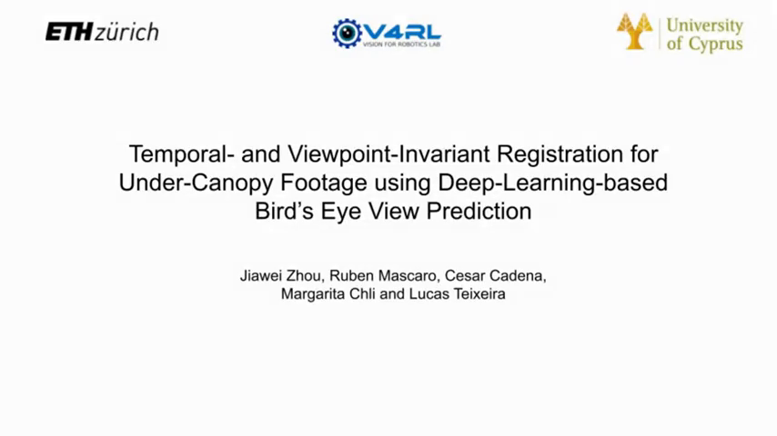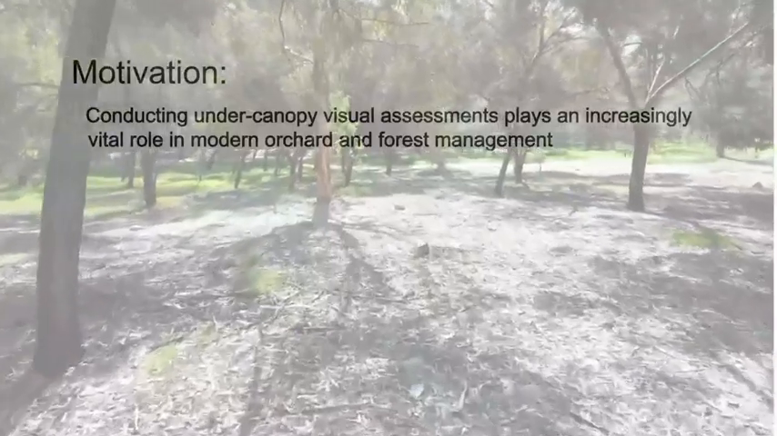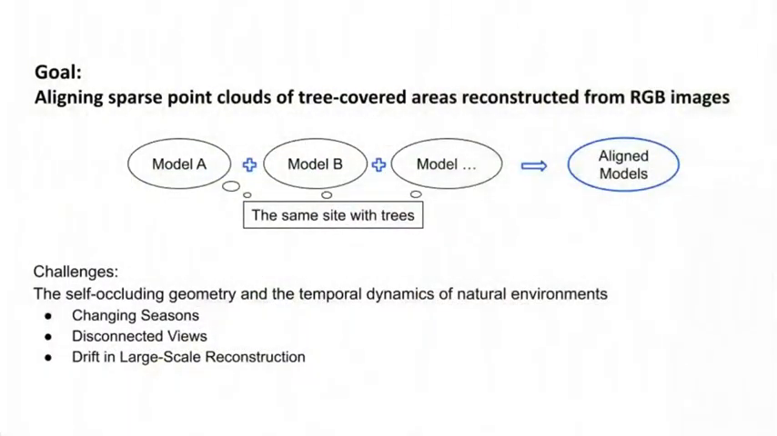Welcome to this video. Visual assessments under the canopy are essential for orchard and forest management, enabling the monitoring of land and forest health. In this context, achieving precise registration between successive data capture sessions becomes essential. However, this is particularly challenging for under-canopy images across different data collection days, especially across seasons, due to the self-occluding geometry and temporal dynamics in the natural environment.